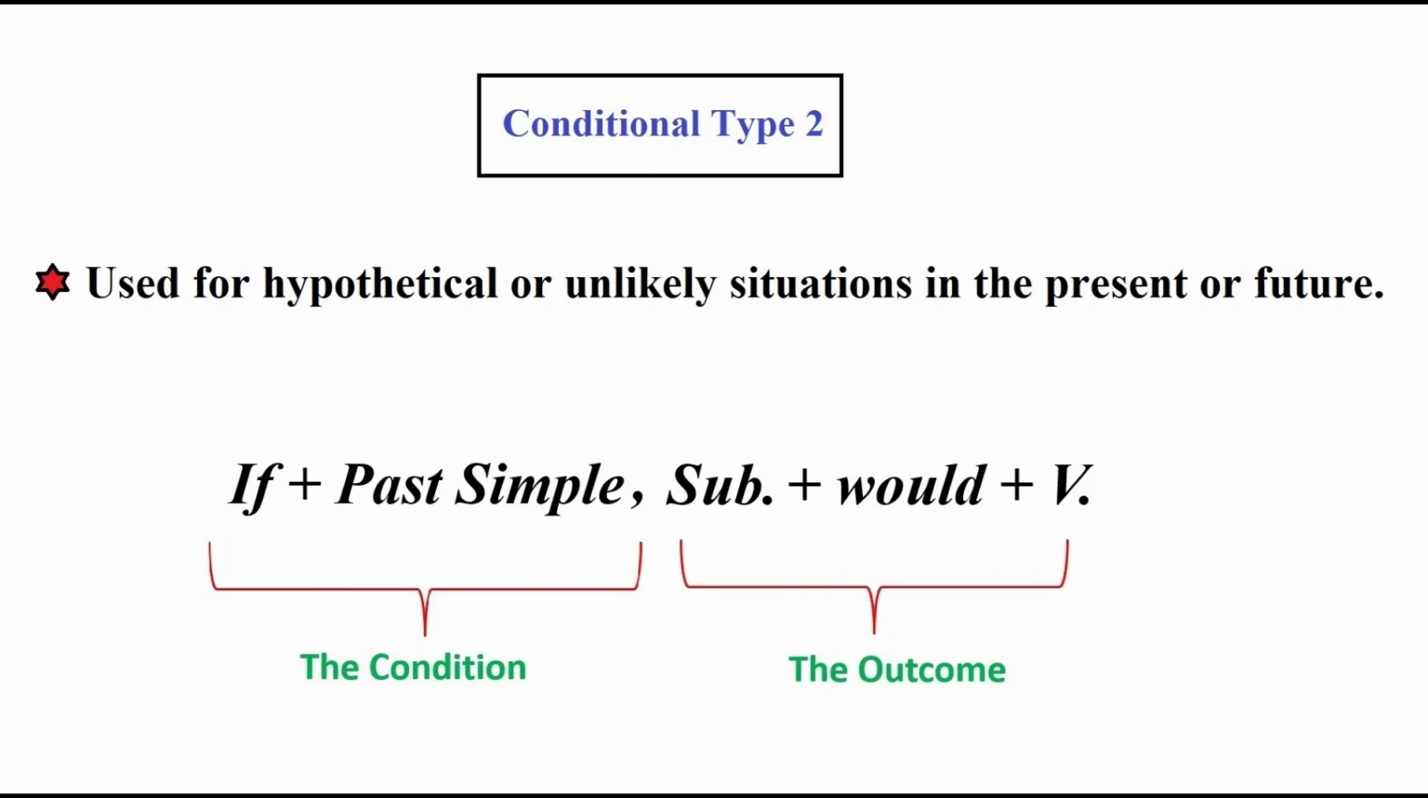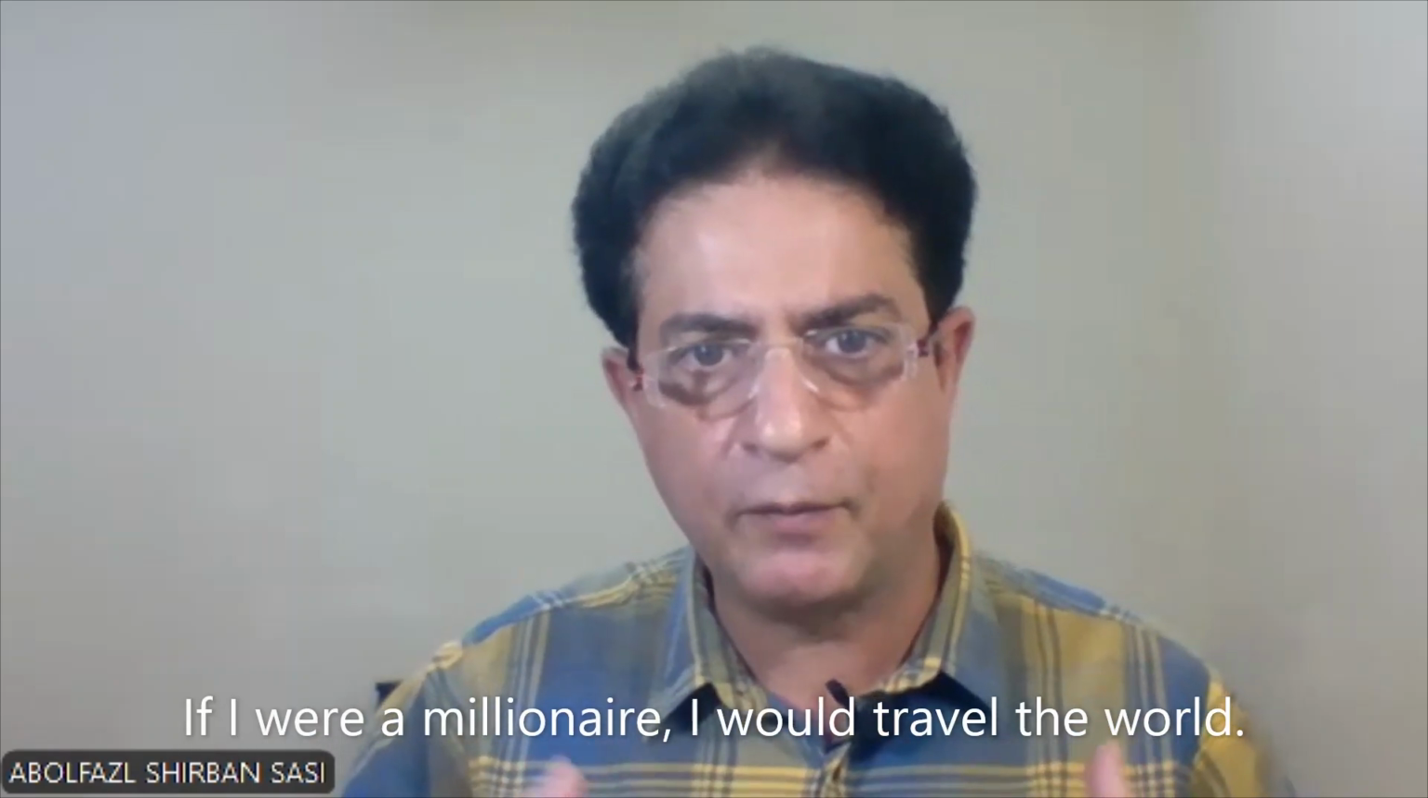The second sentence is not any particular tense. You have would plus the base of the verb. And then again, it is hypothetical or unreal. For instance, you say, if I were a millionaire, I would travel the world. So are you a millionaire? No. So you cannot travel the world. So hypothetical or unreal. Sometimes you can explain your wishes. It's wishful thinking.